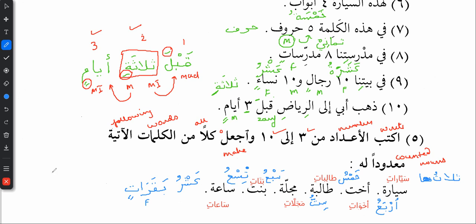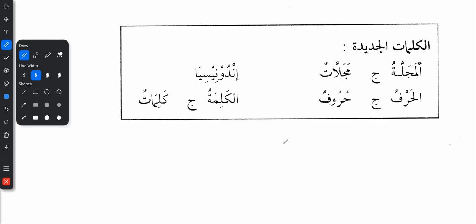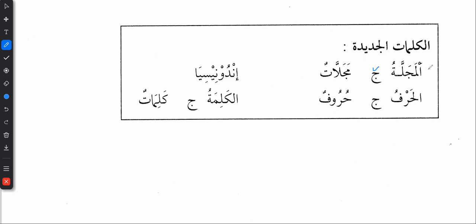So now we come to the end of the lesson, and here are the kalimat al-jadid, the new words. Majalla, magazine, majallatun is the plural. Then al-harf means letter, and the plural is huruf. Indonesia, this is a country name. Al-kalima, word, and the plural is kalimat. So it's really very easy.